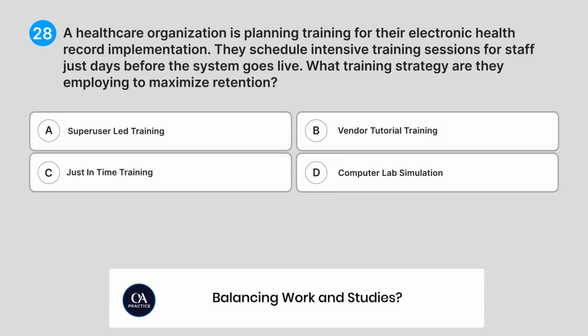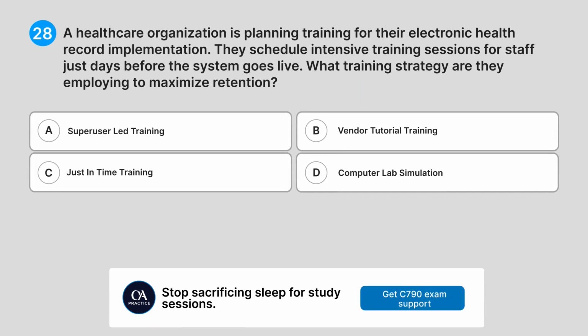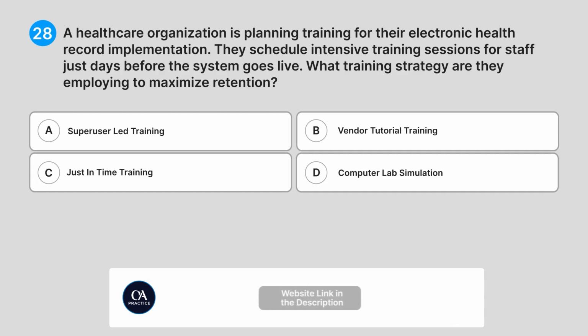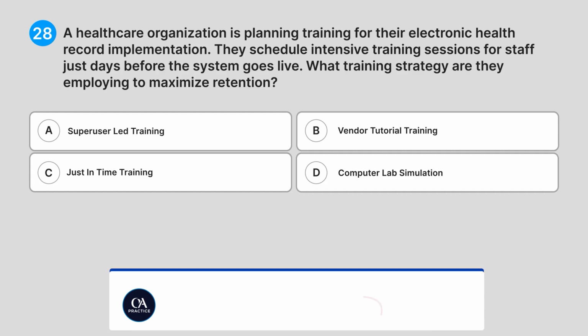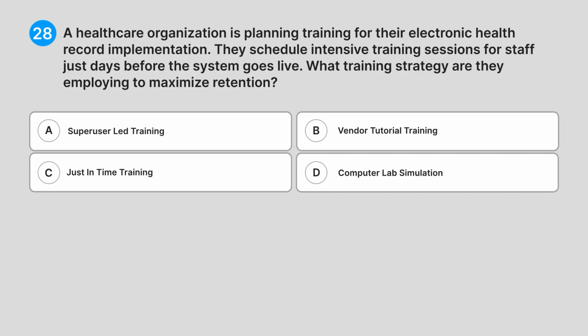28. A healthcare organisation is planning training for their electronic health record implementation. They schedule intensive training sessions for staff just days before the system goes live. What training strategy are they employing to maximise retention? A. Super user-led training. B. Vendor tutorial training. C. Just-in-time training. D. Computer lab simulation.